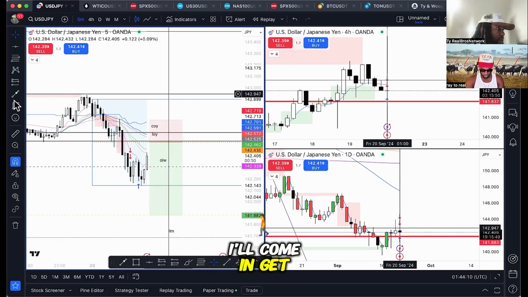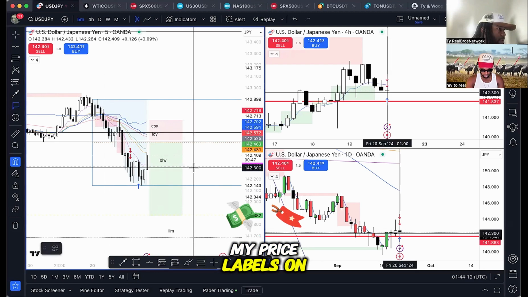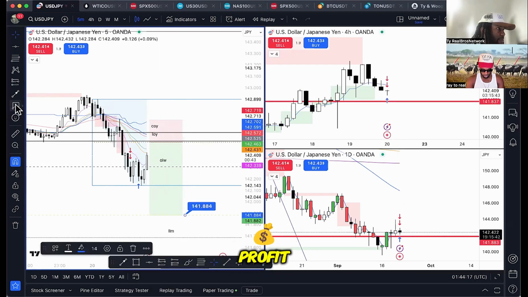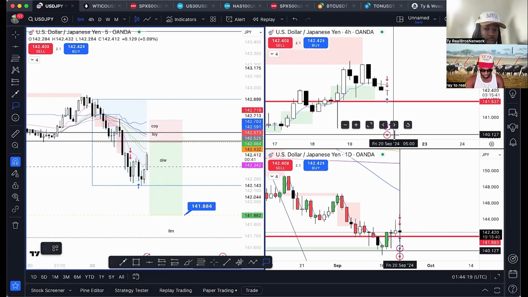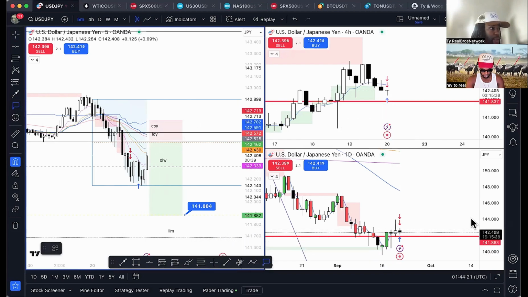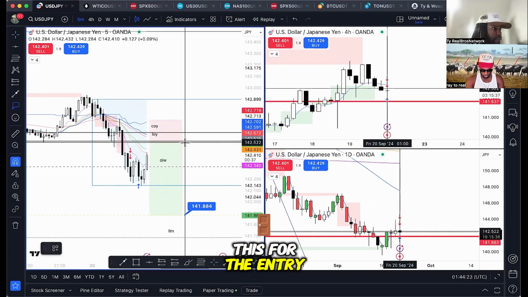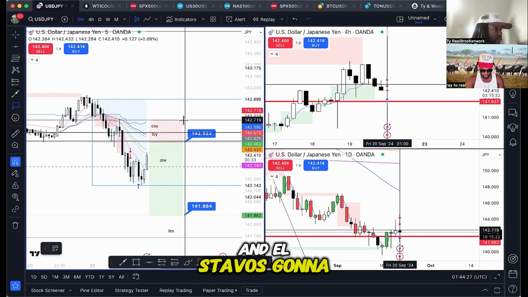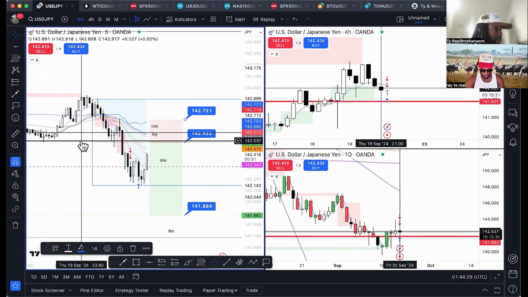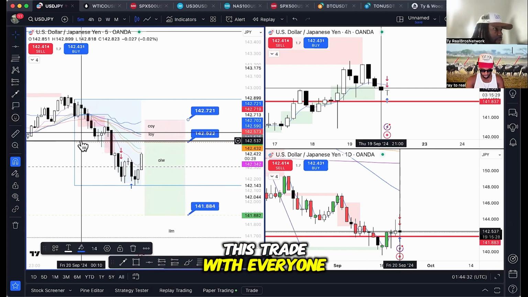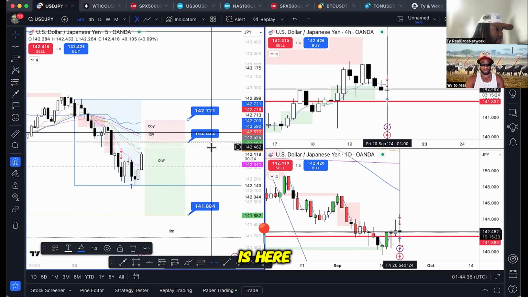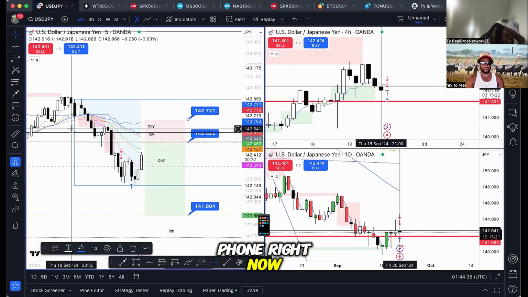I'll come in, get my price labels on. So we're looking at this for the take profit. We're looking at this for the entry price. And our stop loss is going to be right here. So I'm going to share this trade with everyone into the chat. And once the price hits here, I'm going to do a limit order on my phone right now and take the trade.